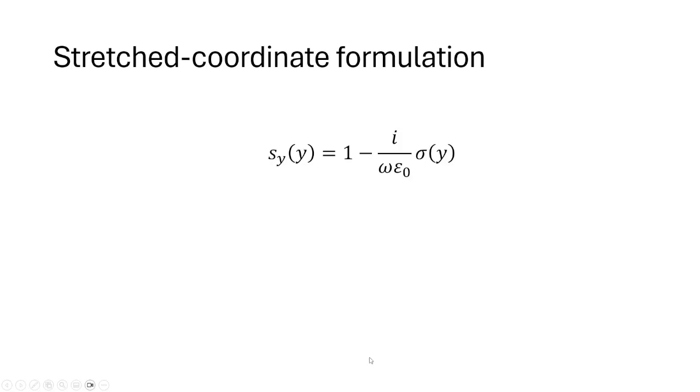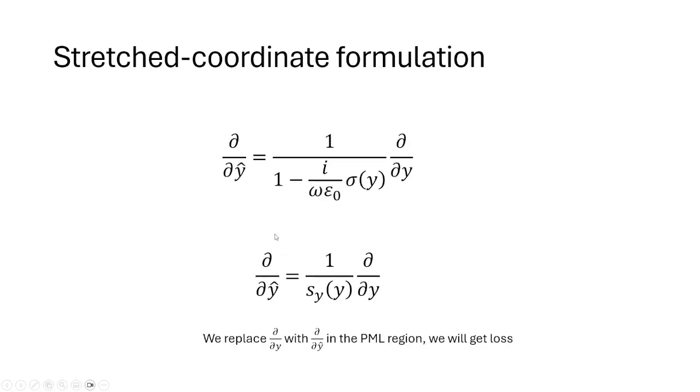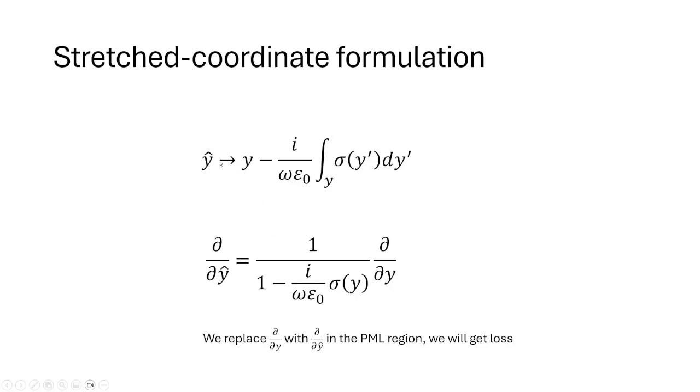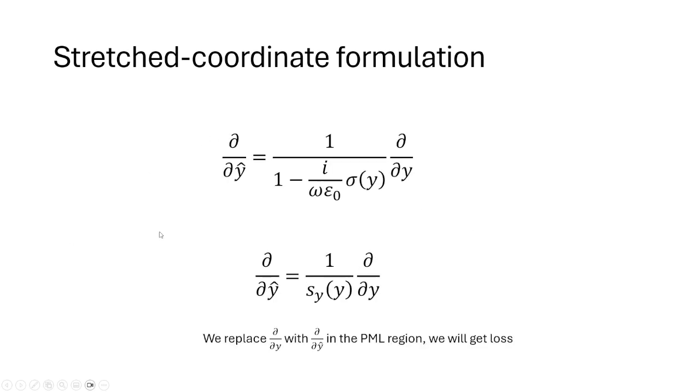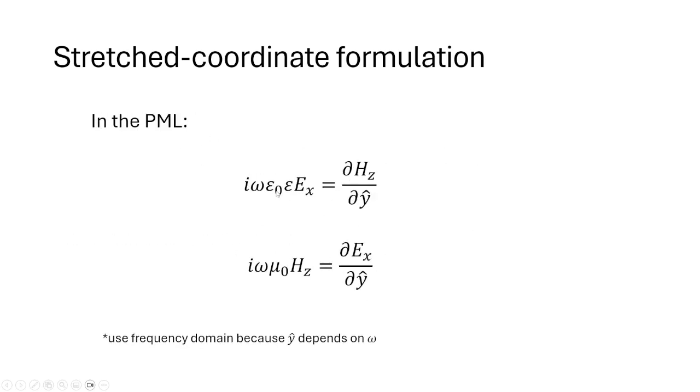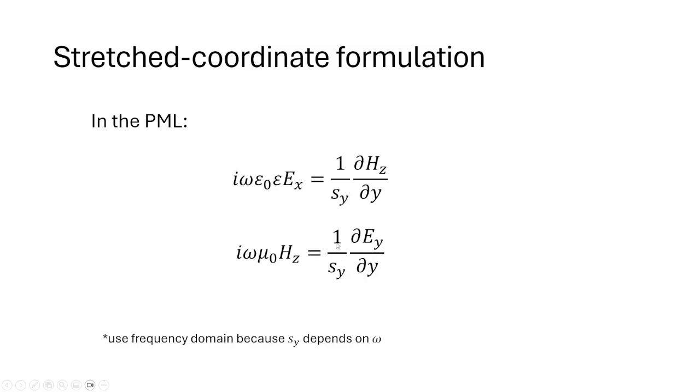So if I go up here, right. Actually, let's just go up. So here you go. Our y hat is given by y minus i over omega epsilon naught. So this omega here means that our y hat actually depends on frequency. So to write Maxwell's equations correctly, we need to write them in the frequency domain. So to put this back into real space so we can solve it in FDTD, we then need to include those 1 over s_y terms here. And again, it's in the frequency domain because s_y depends on omega.